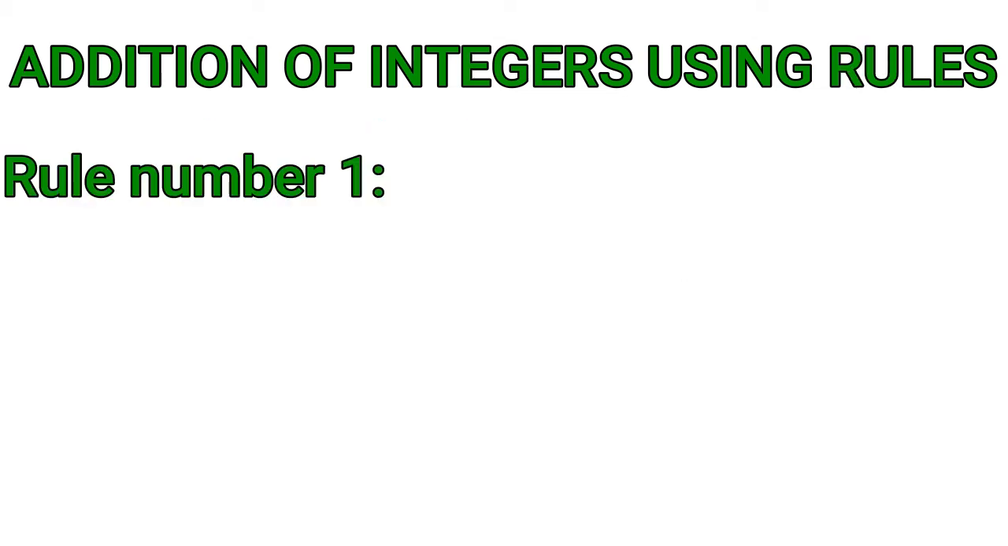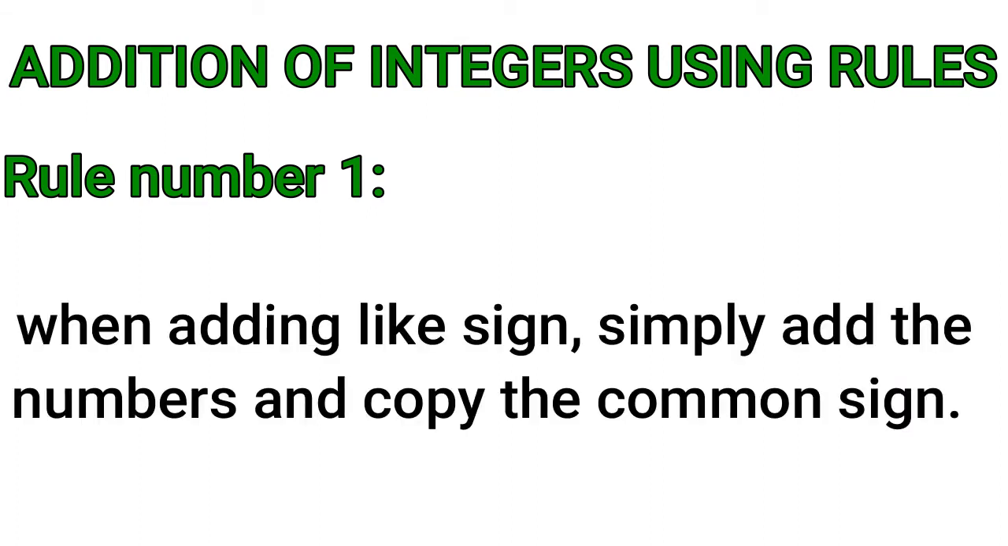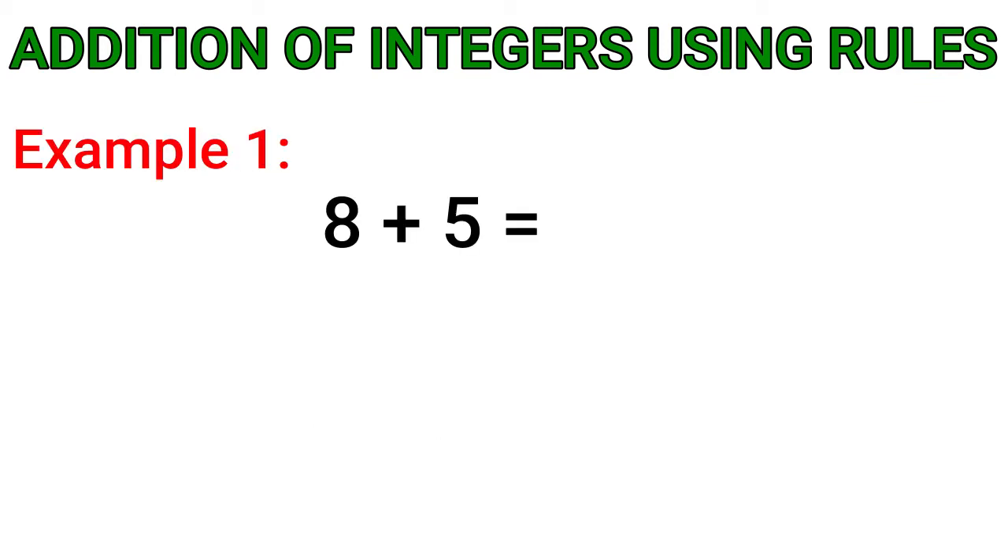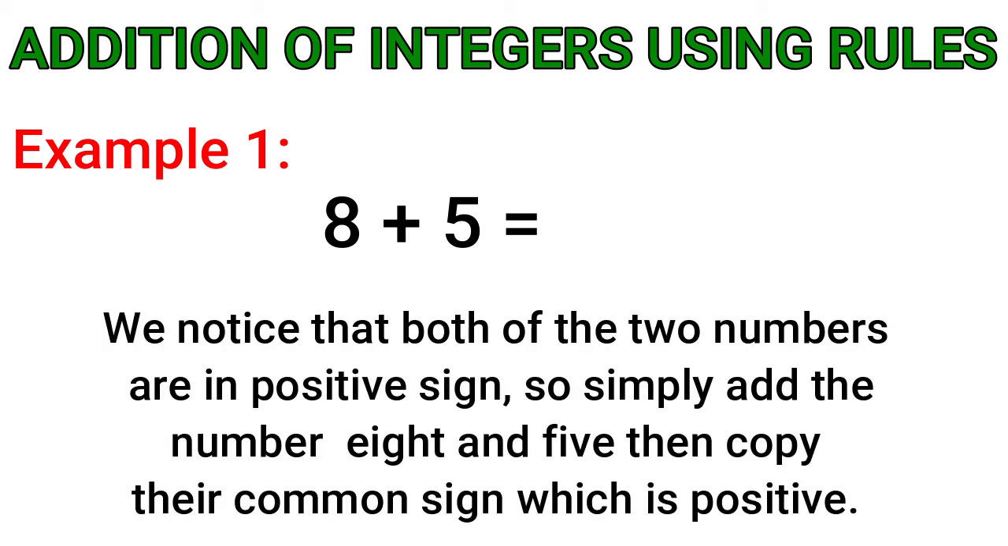The next method in adding integers will be using of rules. Here is the rule number 1. When adding like sign, simply add the numbers and copy the common sign. Give the sum of positive 8 and positive 5. We notice that both of the two numbers are in positive sign. So, simply add the number 8 and 5, then copy their common sign, which is positive. Therefore, the answer is positive 13.